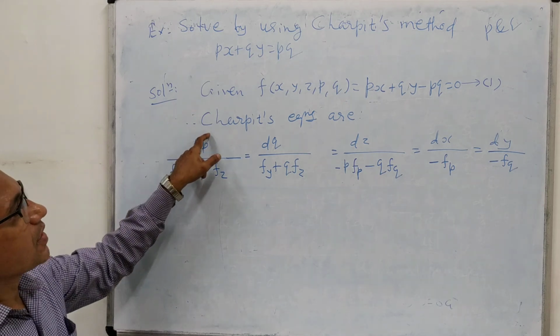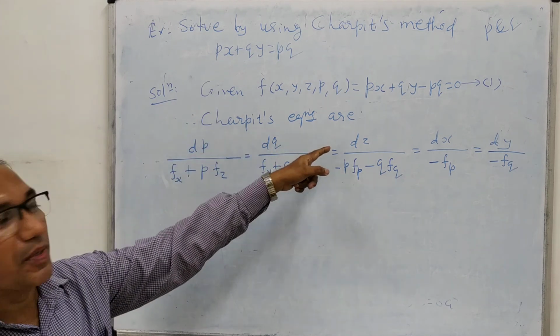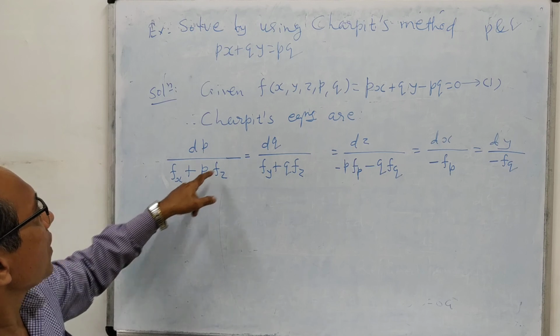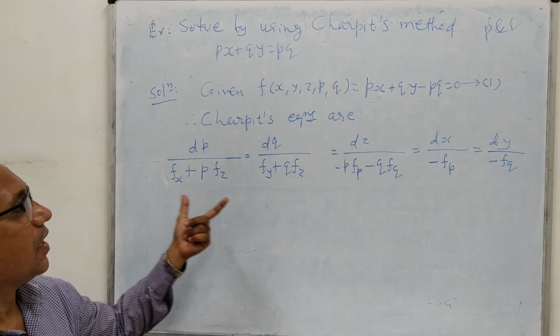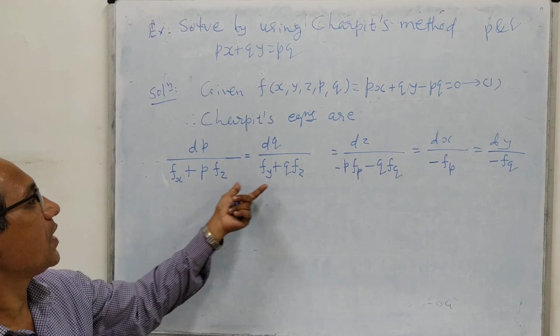Now, after that, the second step is to write down Charpit's equations in this form, dp over, dq over, and so on. I already explained to you how to remember this and how to write down the denominators in each.